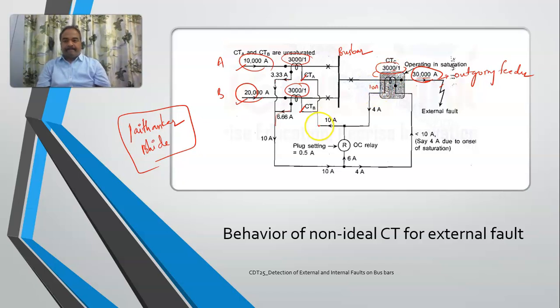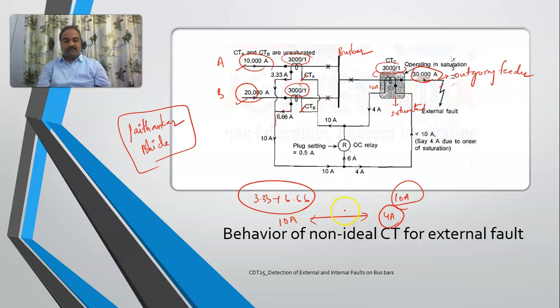But unfortunately, assuming that this is saturated. Earlier case, if it was unsaturated, what was the current here? 3.33 plus 6.66, and it was 10 amperes. See, this is 10 and this is 10, so relay will not operate. But if this is saturated, let us suppose instead of 10 amperes, it is allowing only 4 amperes of current. Right? This is 10, this is 4. See, there is a huge difference. So automatically there is a current of 6 amperes. So automatically what happens? The relay will operate.